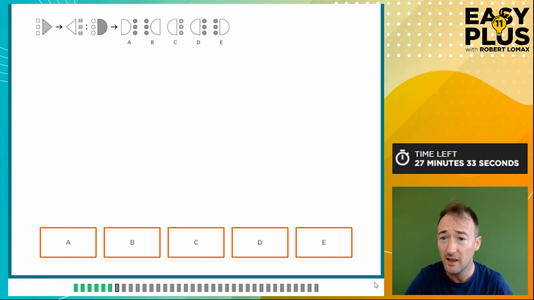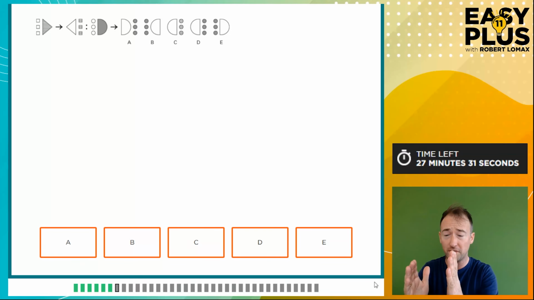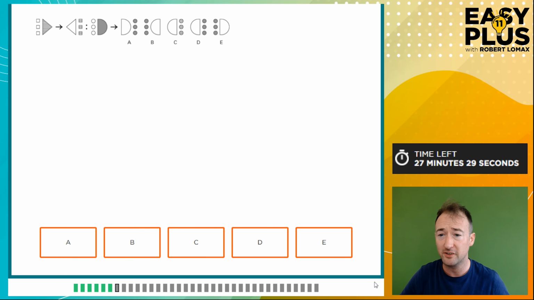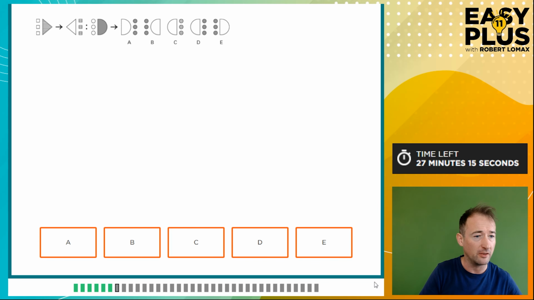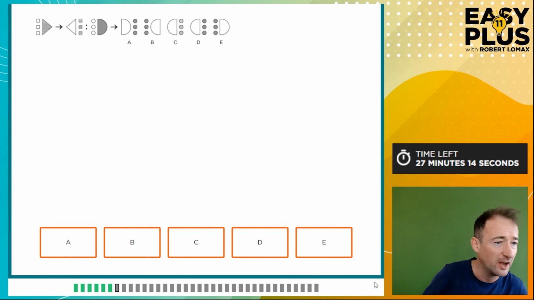The clock is going. Okay, so here we can see the whole thing reflects, except that the shading or colour swaps between the big thing and the three little things, okay? So we know what we're looking for here. We're looking for something that looks, broadly speaking, like C or D. Which one has swapped the grey and the white? That's going to be option D.